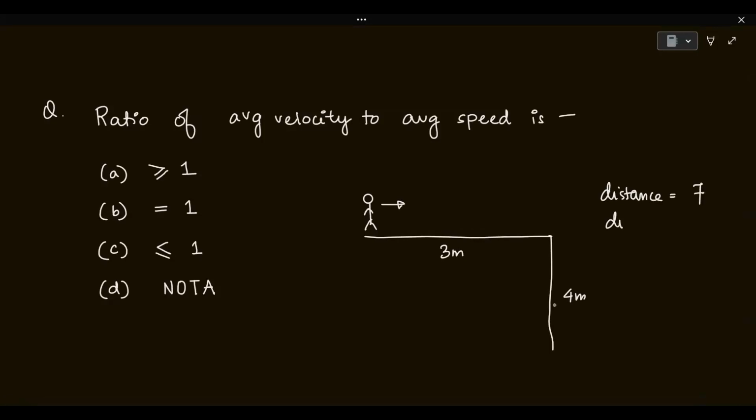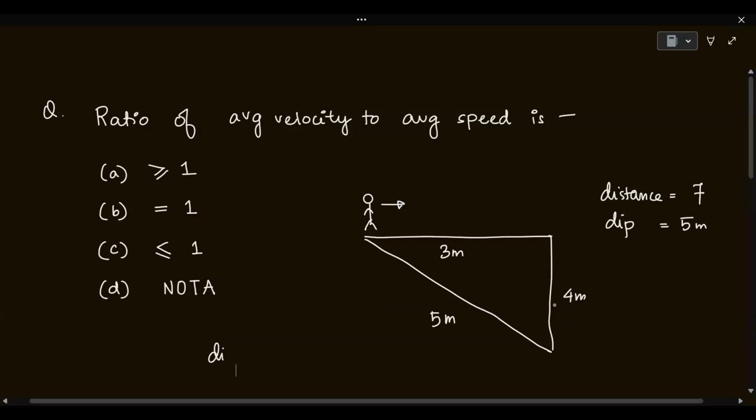How much will be the displacement though? The displacement will be this, and this is how much? 5 meters. So that means distance will always be greater than or equal to displacement.